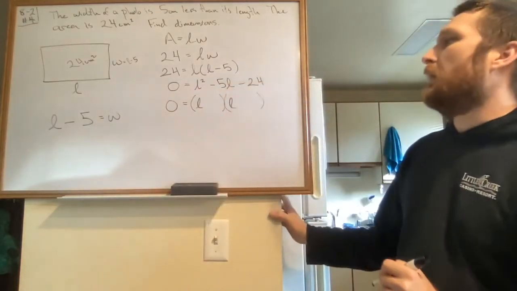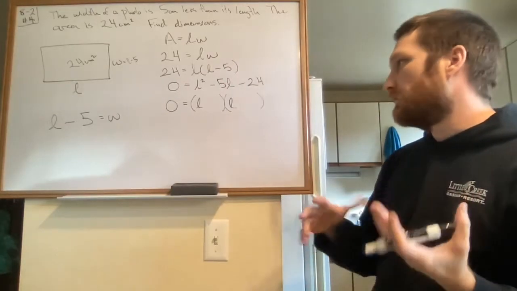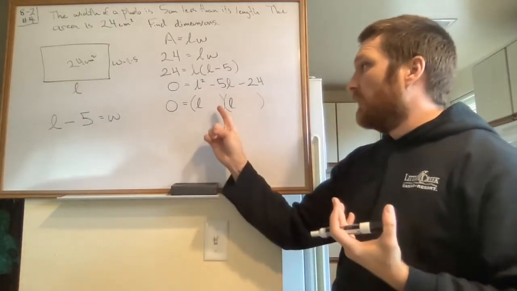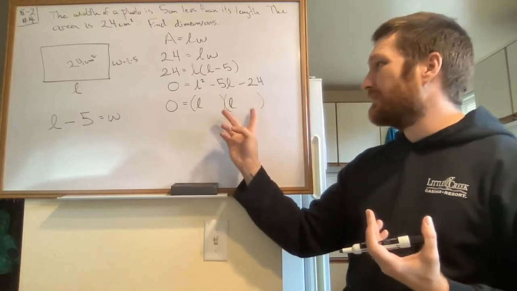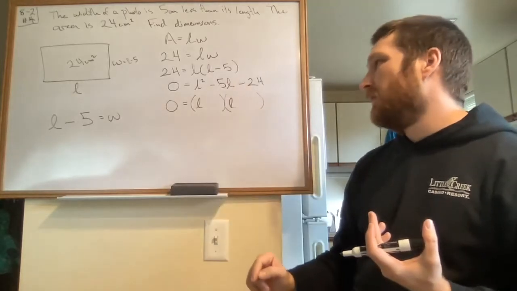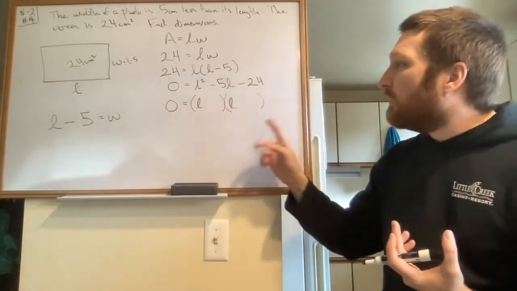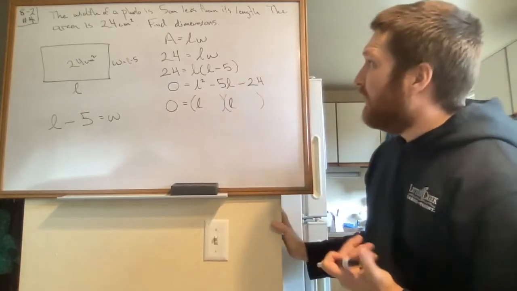Now I'm just thinking, okay, what times what is 24? We can do this a lot of different ways. How about 4 and 6? If we tried a 4 and a 6, there's no way to add or subtract a 4 and a 6 to give me 5. So how about 2 and 12? 2 and 12 is not going to work because that's not going to give me 5.